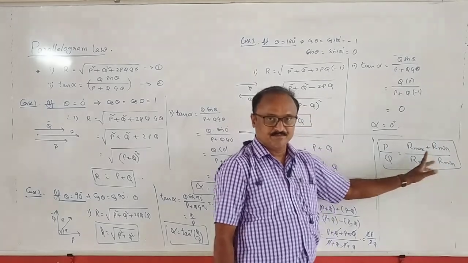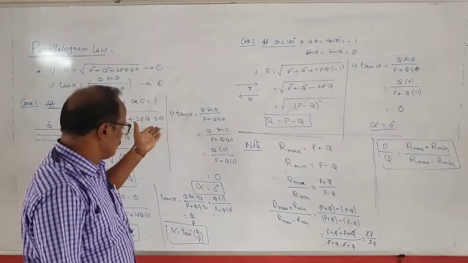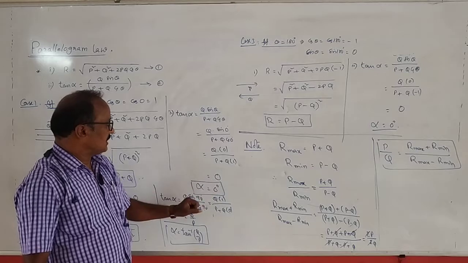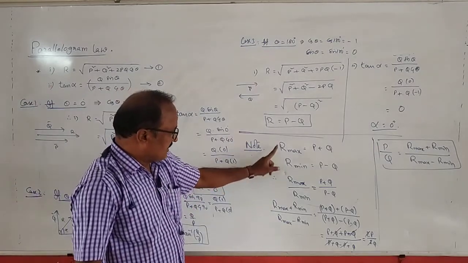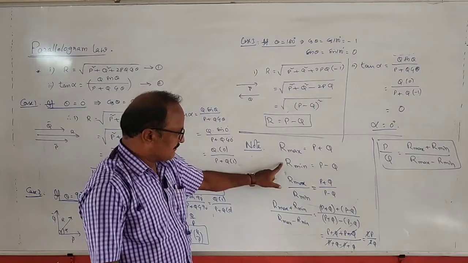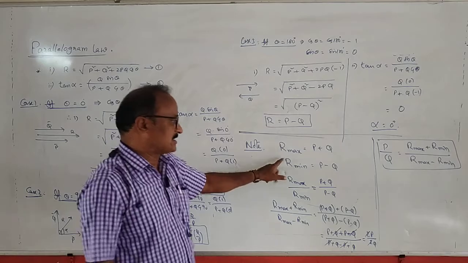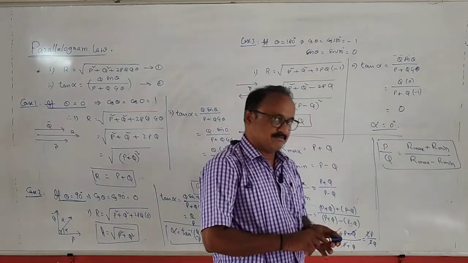Okay, my dear students. What is the formula for maximum resultant? R maximum is equal to P plus Q. R minimum is equal to P minus Q. Again, in terms of R maximum and R minimum, the ratio of the magnitudes of two vectors is P by Q equal to R maximum plus R minimum by R maximum minus R minimum.